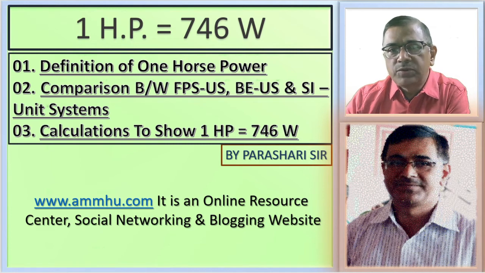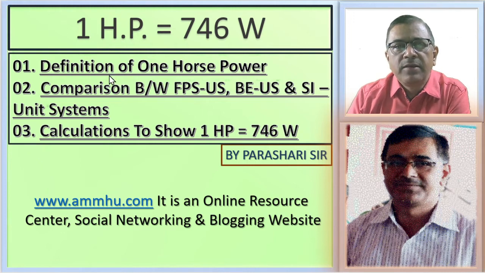Today I'm here to show that 1 horsepower, which is the unit of power in FPS, equals 746 watts in the SI unit system. In the process, I will be defining 1 horsepower. I will give the comparison between the FPS unit system, British Engineering unit system and SI unit system as required, and after that I will do the calculations to show that 1 horsepower equals 746 watts.